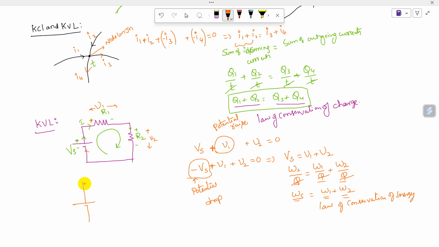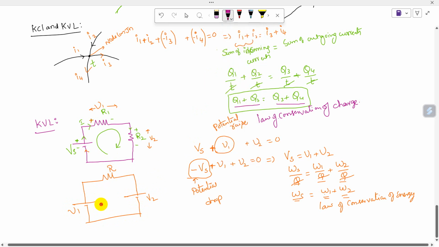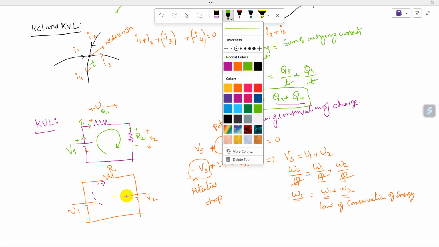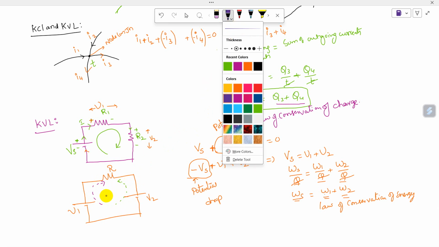Take some other example. There are two sources like this, and they are connected with a resistor R. Now this is V1 and this is V2. To write the KVL here, we need to consider some current direction, and that is our wish. We may consider the current direction like this, or like this. I'm considering this current direction.